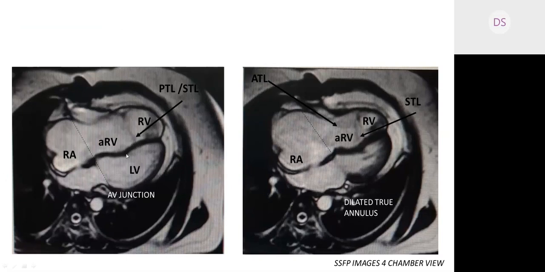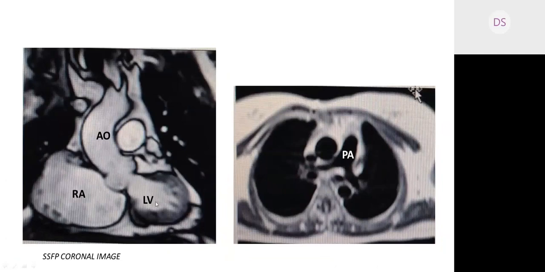The interventricular septal geometry is changed and it's pushed towards the LV. And here you can see beautifully, it's because the atrialized RV is ballooned out, how the interventricular septum is pushed towards the left ventricle. This is the true AV annulus. And if I want to decide about the functional annulus, I will try to put a line like this. And this is how you are going to decide the atrialized right ventricle. The true tricuspid annulus is displaced. And the left ventricle geometry, function, etc., I can check it out on MRI.